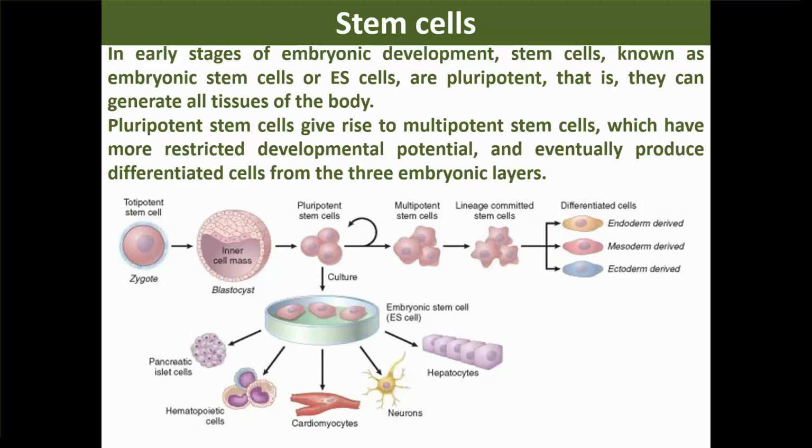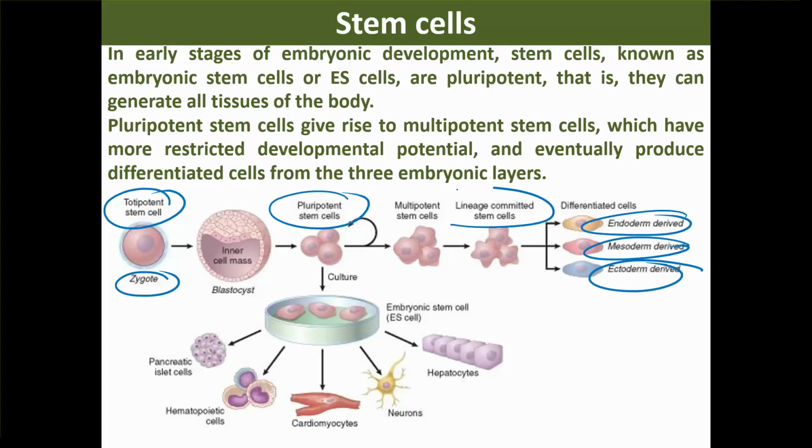So stem cells. The zygote is the totipotent stem cell. Then after that, they form the cells in the blastocyst. They are pluripotent stem cells. Then they form cells which come in the endoderm, mesoderm and ectoderm, then they become lineage committed stem cells. But all these stem cells are in the embryonic period, so they are called embryonic stem cells.